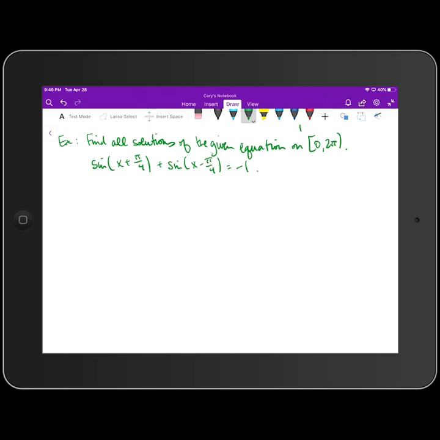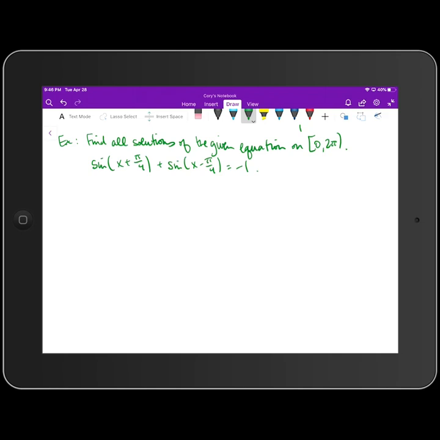Okay, so on to part 2 of the video. Directions for the next example ask us to find all solutions of the given equation on the half closed interval from 0 to 2 pi. So again, going back to what we learned in the previous lesson, this is asking us to find the particular solutions. Okay, not the general solutions, but we want to find all of the given solutions on that particular interval.